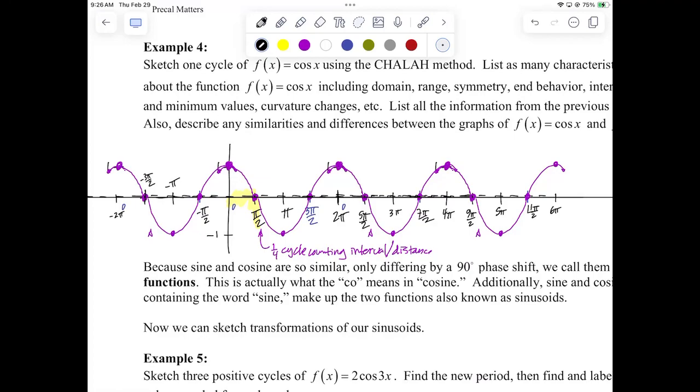From high point to high point, there's the first cycle. And now we get to our main cycle from 0 to 2 pi. There's the high point to high point. There's the second cycle. High point to high point. There's the third cycle. High point to high point. There's the fourth cycle. And it continues on in both directions. And if we needed to renumber the x-axis, we just keep counting by pi halves.